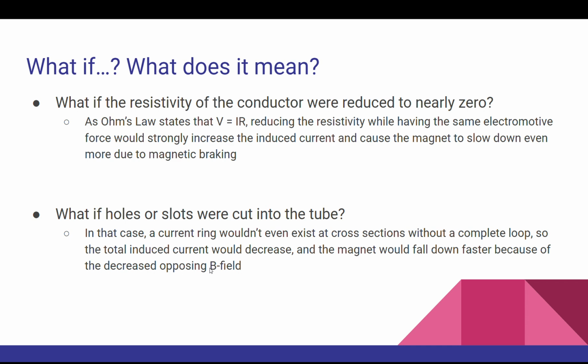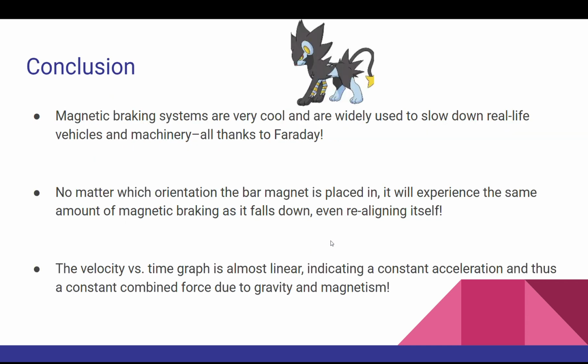And what if the resistivity of the conductor was in fact changed to 0, or almost 0? As Ohm's law states that V equals I times R, making the resistance 0 would cause the current to become very high and produce a much higher EMF, which causes more braking and a slower overall fall time for the magnet. And what if holes or slits are cut into the actual tube? Well, that would cause certain loops to have no B field at all because they have no complete loop at that point, which would cause even less opposing B field and therefore a faster fall time for the magnet, because there's no current at all at those cut or slit points.